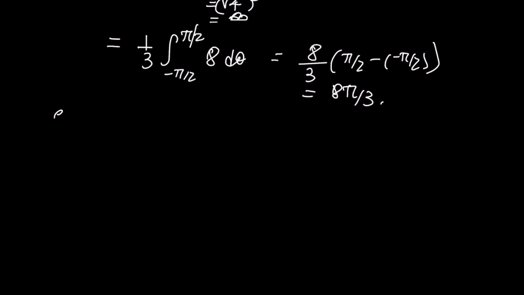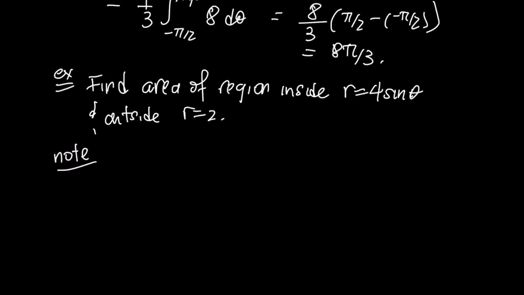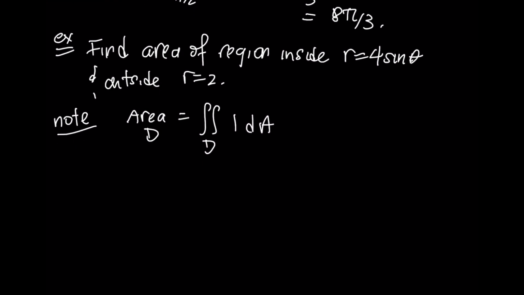As an example of something more involved, let's find the area of the region inside the circle r equals 4 sine theta, and outside the circle r is equal to 2. Now note, if we want to find the area of a region, this can be done simply by taking the double integral of the function 1. This was an integration property.